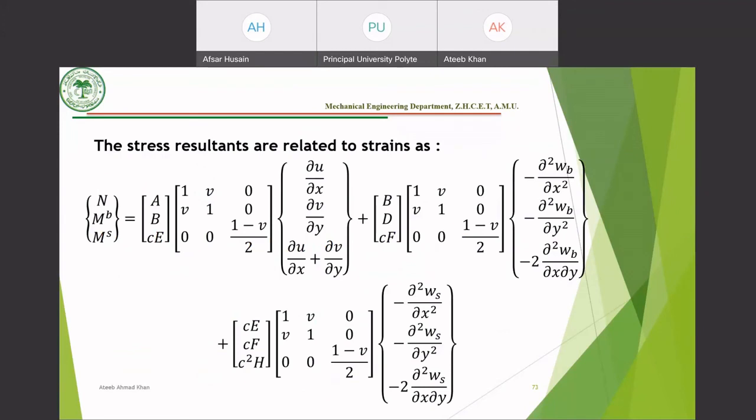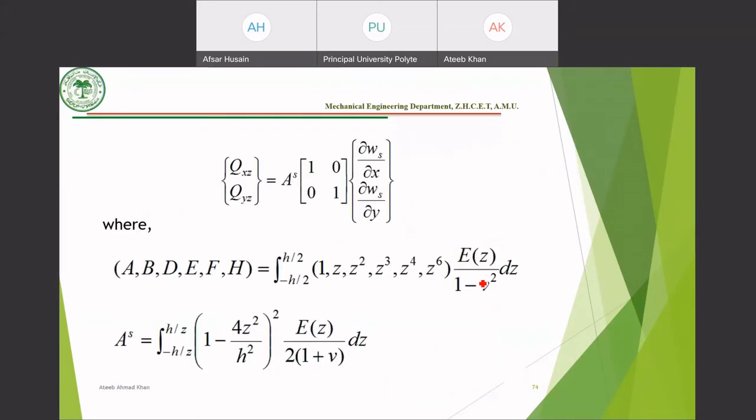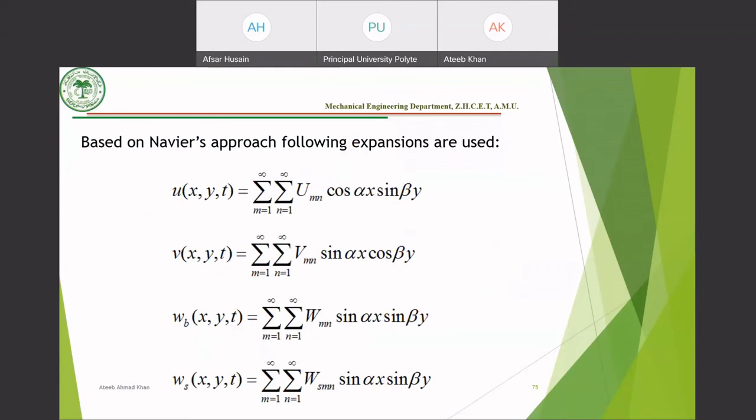This is the relationship of the stress resultant with the strain, wherein this component is basically showing you the strains because of bending, and this component is showing you the strains because of shear. This is how we have calculated the A, B, D, E, F, and H matrices. And these are the same expansions. These expansions are again the Fourier expansions based on the Navier's approach. In order to apply the Navier's approach of the simply supported boundary conditions, these expansions have been used. And if you can see, these are very much similar to the previous expansion.